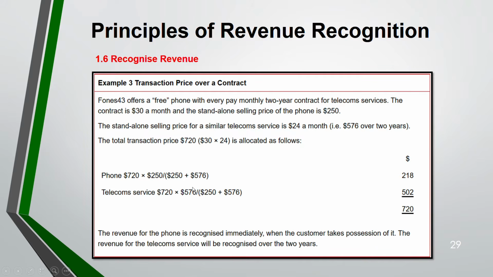Now, example 3, transaction price over a contract. This is about a free phone, offering a free phone with every pay monthly 2-year contract for telecom service. The contract is 30 a month and the standalone selling price of the phone is 250. The standalone selling price for similar telecom service is 24 a month. That means 576 over 2 years, 24 into 24. Now we have to get the total transaction price. How? 2 years means 24 months, and the price is 30.